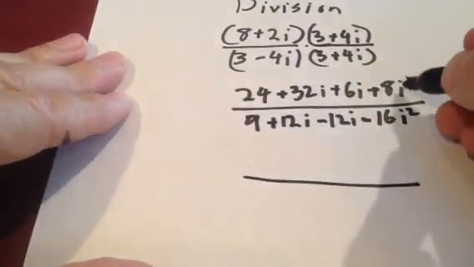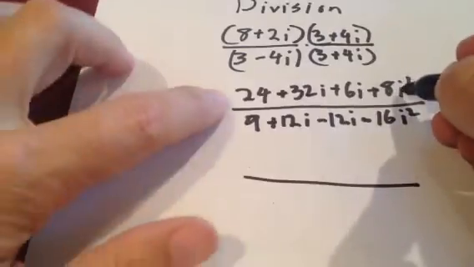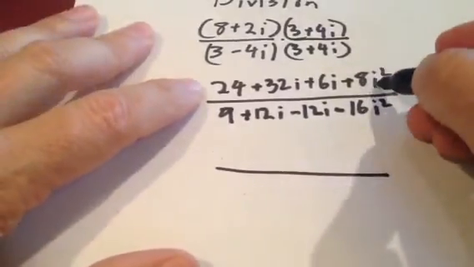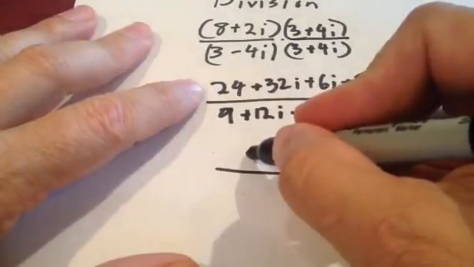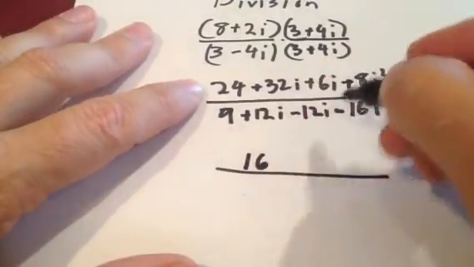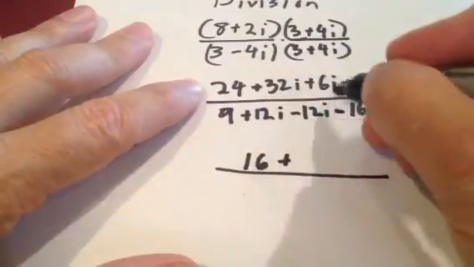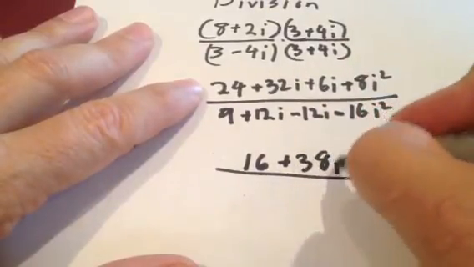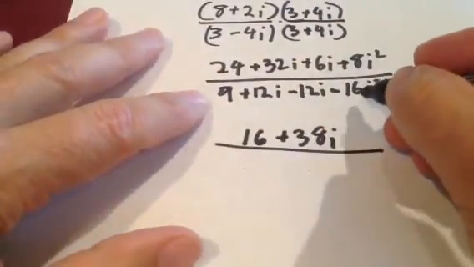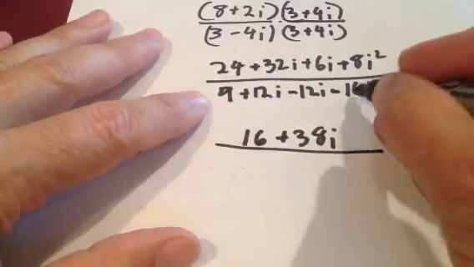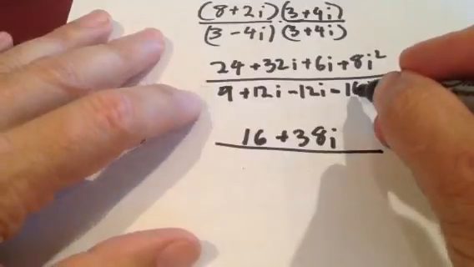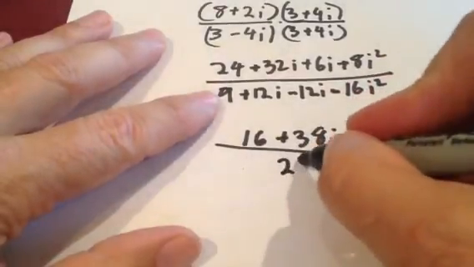So this further simplifies. That's a negative 8. I'm going to go ahead and combine it here because I'm running out of time. Negative 8 plus 24 is going to be, if I can do that, 16. 32i and 6i is going to be 38i. And finally, those cancel out. My negative 16 times i squared, that's a negative 1. Negative 1 times negative 16 is positive 16. 16 and 9 is 25.